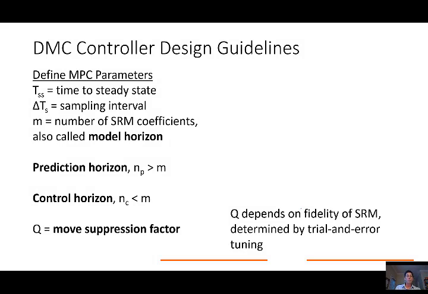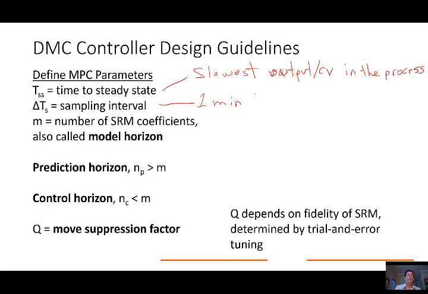So we have some DMC controller design guidelines. We need to define the parameters, just like you have to define the parameters for a PID controller configuration. We need to define the time to steady state. Again, this is the response of the slowest part of the process, so the slowest output, or CV, in the process. We need to define our sampling interval. For most processes, 1 minute works. In the case of the automated vehicles, this is probably 0.01 seconds as an example. But for most chemical processes, 1 minute is a good number.